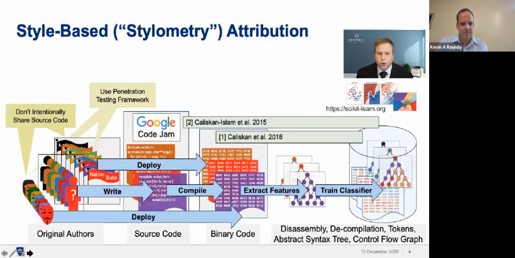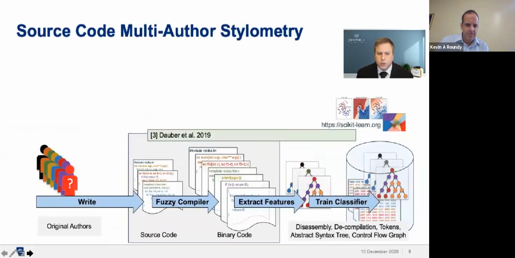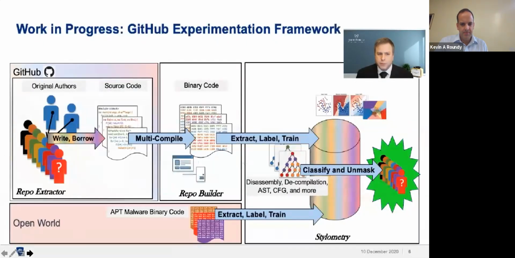Research in programmer style, or stylometry, shows promising results for attribution of source and binary code in controlled experiments, notably in work by Caliskan's research team. Those efforts have focused on machine learning. Some features are text, language keywords, disassembly, and code structure. However, stylometry has not been validated as an end-to-end solution for real-world software. Dauber's team has promising advances in multi-author attribution of source code. Our work seeks to get closer to the end-to-end solution.